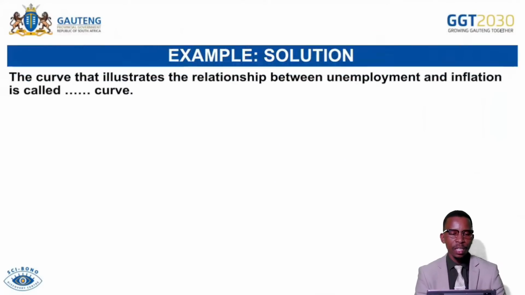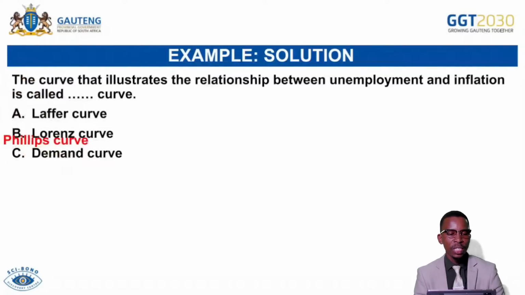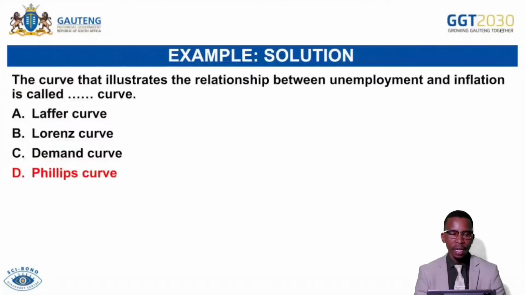So the first answer is totally wrong. And then the second one is also wrong. The third one will also be wrong. And then the answer will be D, which is our Phillips curve. Because remember, the Phillips curve is the one that measures the relationship between inflation and unemployment.